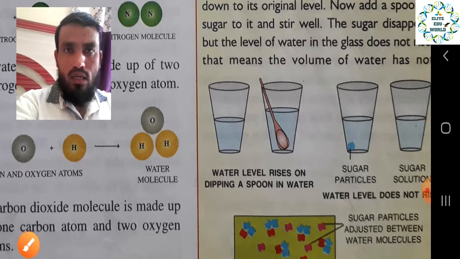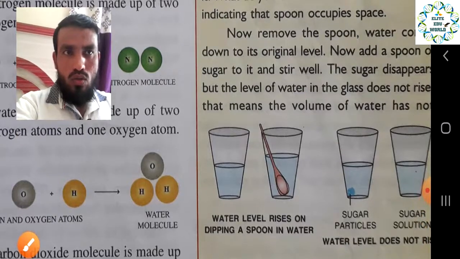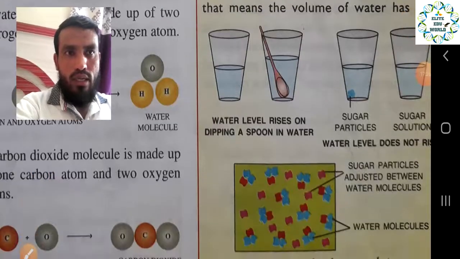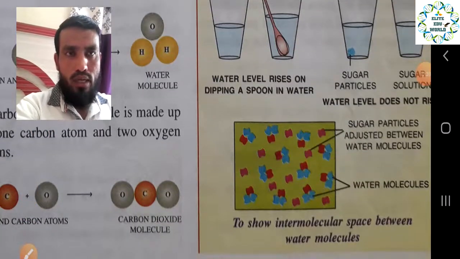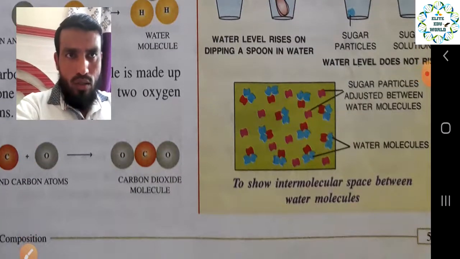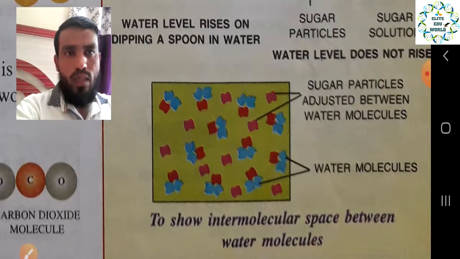We have added the sugar into the glass, so as per the theory the water level should rise up, but the water is not rising up after adding the sugar. So what is the reason? Actually the sugar particles dissolve into the water because the water has space between its molecules.